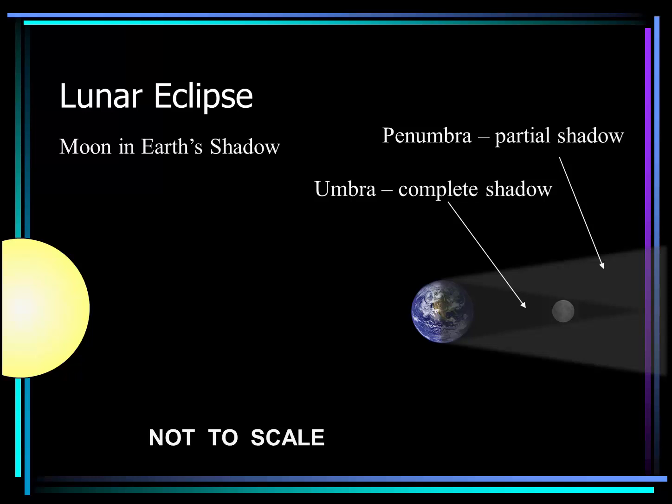It's worth noting at this point that unlike a solar eclipse, anyone on the nighttime side of the Earth can view a lunar eclipse. It's also worth noting that during a solar eclipse, the observer looks towards the light source, and during a lunar eclipse, the observer looks away from the light source towards the shadow.